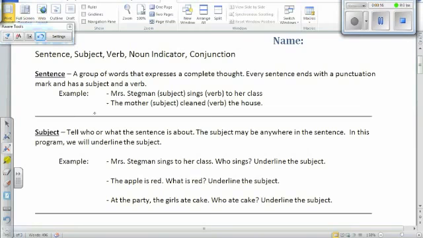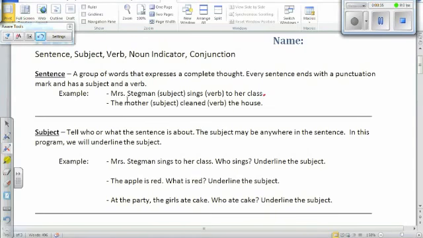A sentence is a group of words that expresses a complete thought. Every sentence ends with a punctuation mark and has a subject and a verb. So these are example sentences. We have a subject, Mrs. Stegman, and we have a verb, sings. It should have a period to show that it is a full sentence.